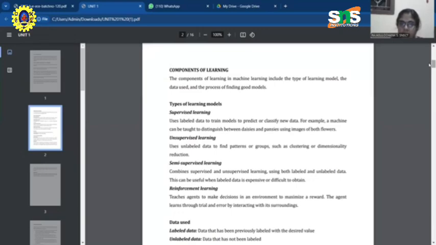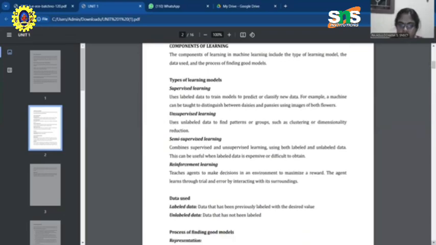Supervised learning makes use of labeled data to train models to predict or classify new data. Unsupervised learning makes use of unlabeled data to find common patterns or groups, such as clusters. Semi-supervised learning is a combination of both supervised and unsupervised learning, and hence it uses both labeled and unlabeled data. Reinforcement learning, on the other hand, makes decisions in an environment to maximize the reward. It works by trial and error, by interacting with its surroundings.